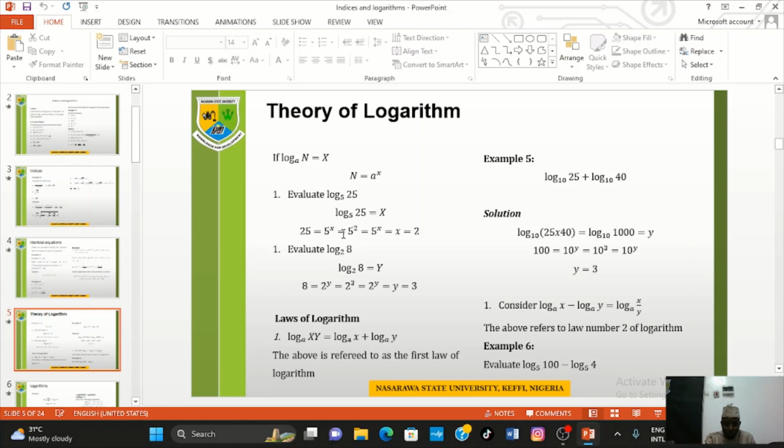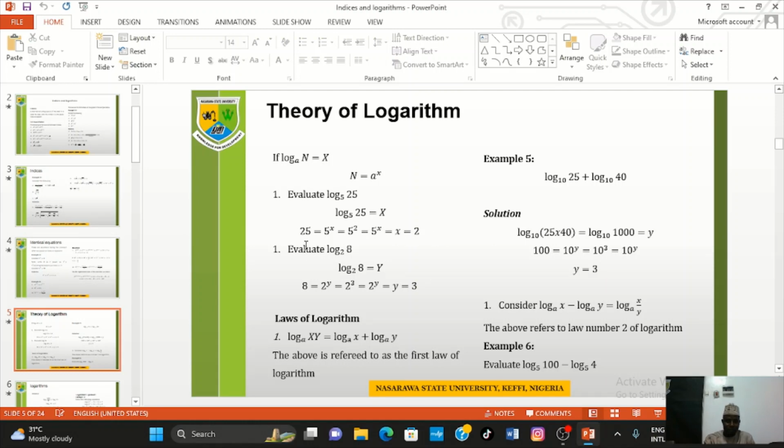So you think of that. 5 raised to what power will give me 25? It will be raised to the power of 2. Then it will be written as 5 raised to the power of 2 equals 5 raised to the power of x. As the base is the same, we equate the power. This implies that x equals 2. I believe you understand.